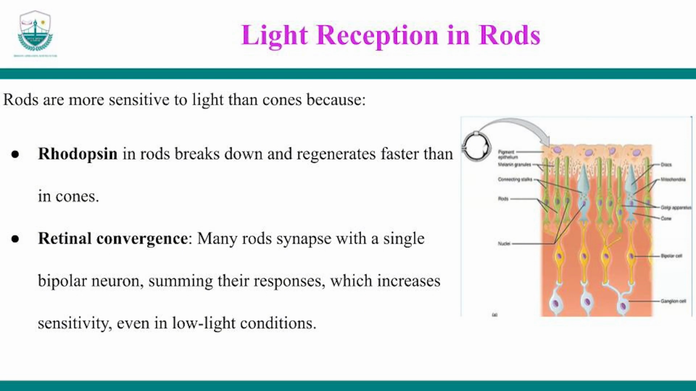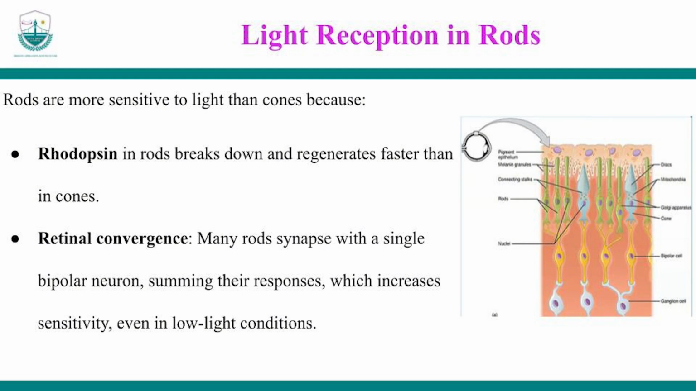The other very key characteristic about light perception in the rods is the fact that the rods are very, very sensitive to light. Why? It is because of what we call retinal convergence, that the different rods synapse with at least one bipolar neuron. This is what we see here. We have three rods that are connected to one bipolar neuron. That is what we call retinal convergence.